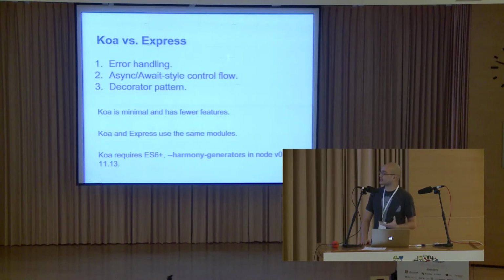Number two is the async await style control flow. Like I had in the previous slides, the future is going to be where everyone writes these async await and promises, and Koa is a step towards that. And the third step is a decorator pattern, where you could basically do stuff after. There's upstream and there's downstream, which Happy and Koa do not support.